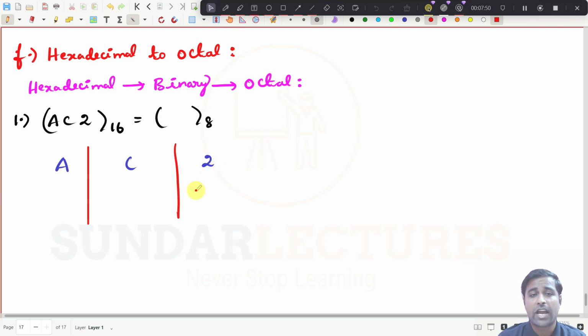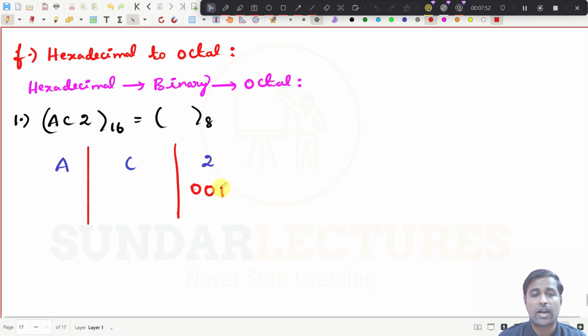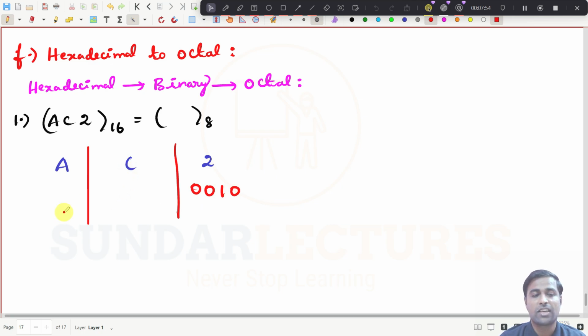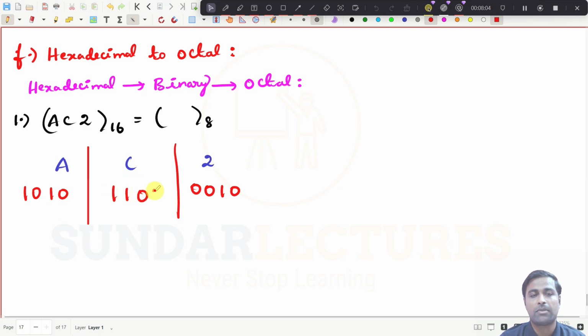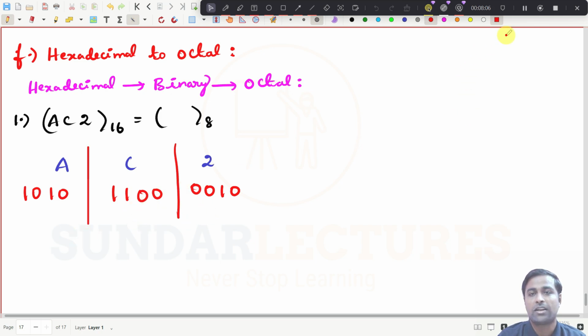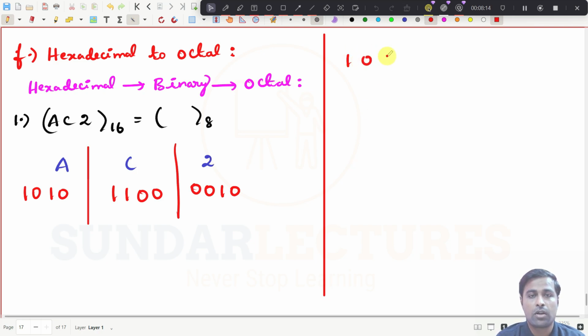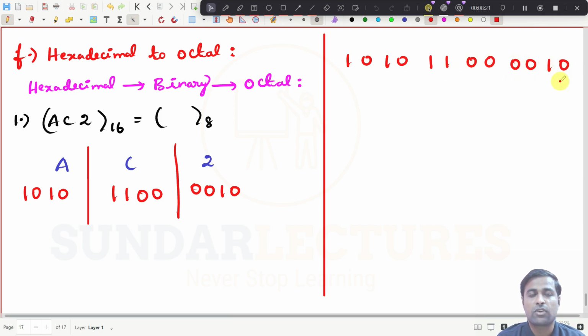Be very careful. And this value will be 0, 0, 1, 0. C, what is C? You know this one, 1, 0, 1, 0. And B will be 1, 0, 1, 1. And C will be 1, 1, 0, 0. Try to understand, 1, 1, 0, 0. So now we have done, right? So what you do? You just write this one, 1, 0, 1, 0, 1, 1, 0, 0, 0, 0, 1, 0. This is actually a binary number, and you need to convert this into octal.